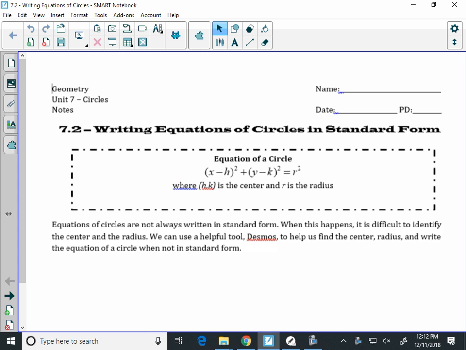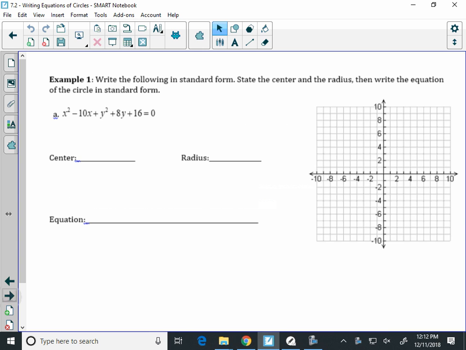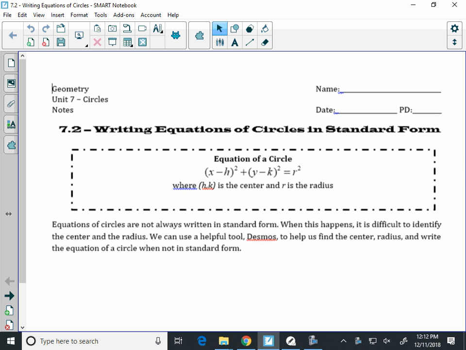Write equations of the circles just like we've been doing, except they're in this jumbled mess form. Okay? Essentially what they did is they just simplified the equation down. So we're going to take this jumbled mess and make it look like this, the standard form of a circle. And we used to have to do this really long process called complete the square.